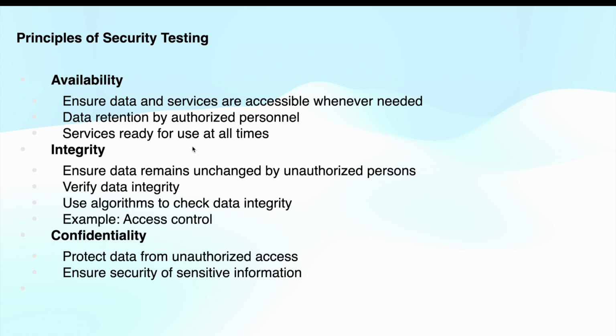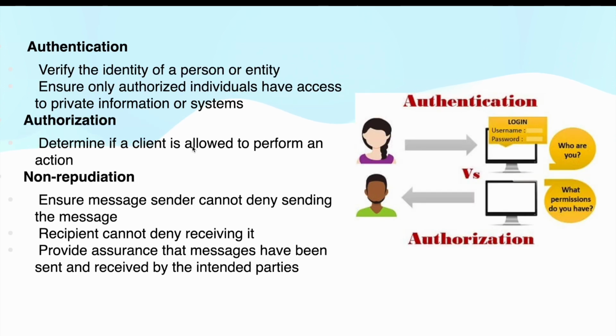Next is confidentiality. This principle aims to protect data from being accessed by unauthorized individuals, ensuring the security of sensitive information. Next is authentication. This process involves verifying the identity of a person or entity, ensuring that only authorized individuals have access to private information or systems.